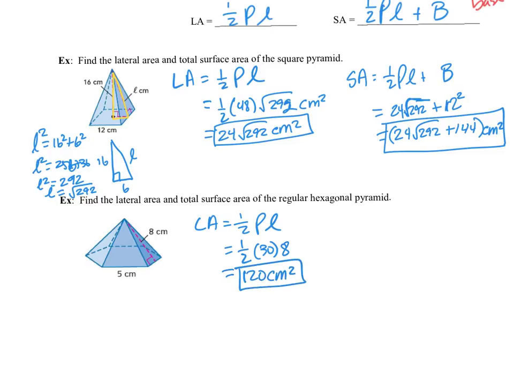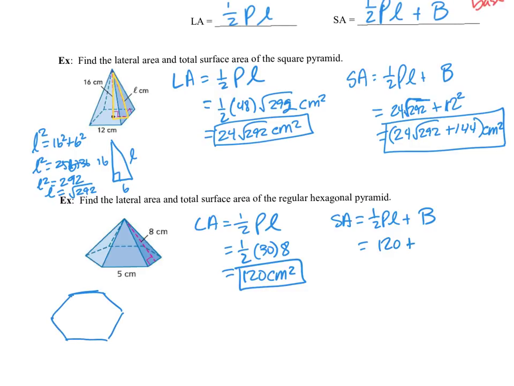Now to find the total surface area, we're going to take the lateral area and then add to that the one base. Again, we've already done this work. We know what 1/2 PL is. It's 120. So that's going to be 120 plus the area of the base. What is the base? The base is a regular hexagon. So I'm going to go ahead and draw just a bird's eye view of that base, or I'm going to attempt to draw a regular hexagon.